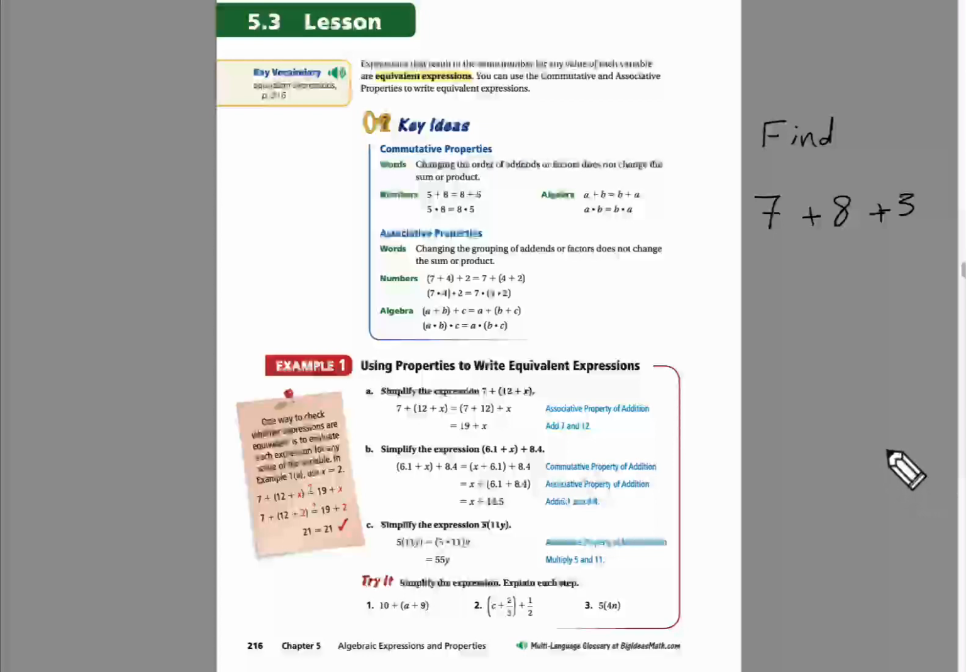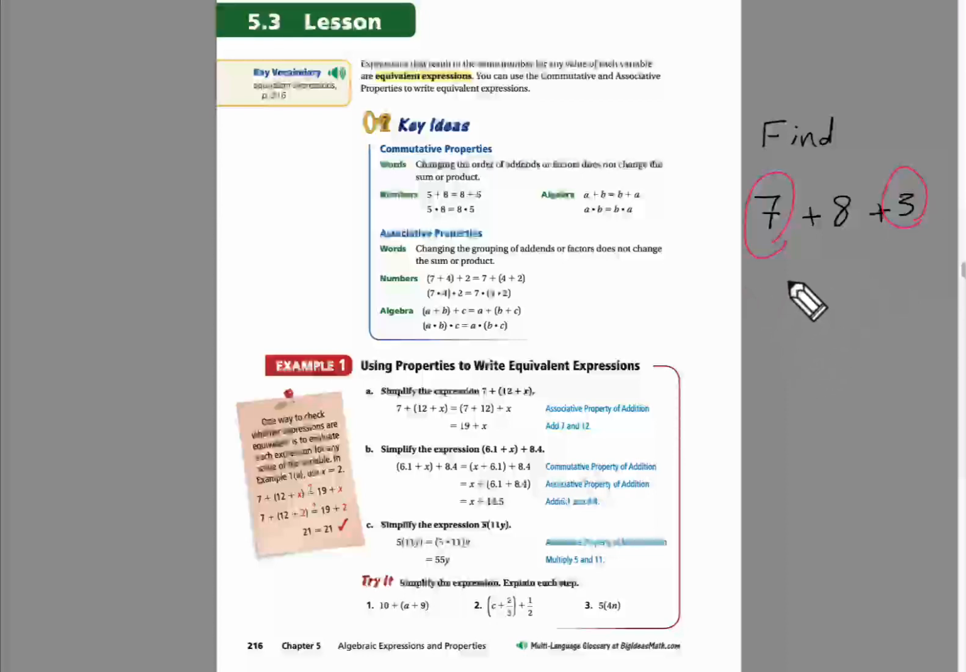Yes, 7 plus 8 equal 15, plus 3 equal 18. Okay, thank you, Abdurrahman. Faris, do you have another answer? Yes. Okay, go ahead. We do 7 plus 3, so it will be 10. And then we have 8, so it's 18. Okay, I like your answer, so let's do it again.